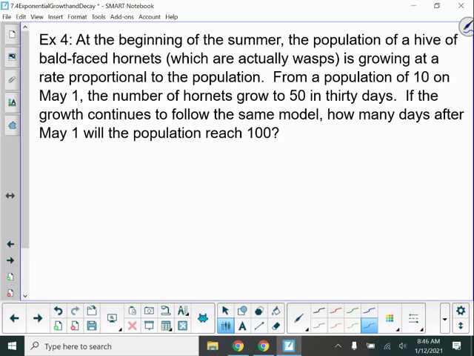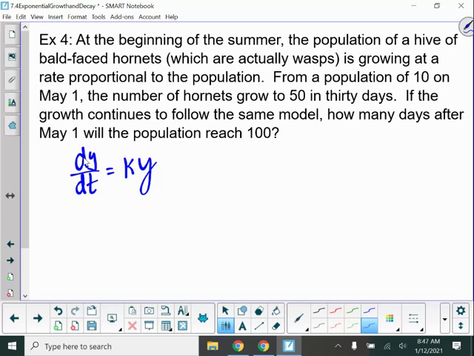At the beginning of the summer, the population of a hive of bald-faced hornets is growing at a rate proportional to the population. That means that since it's growing at some rate that's proportional to the population, your dy/dt is equal to some k times y. So our growth is exponential. From a population of 10 on May 1st, the number of hornets grows to 50 in 30 days. If the growth continues to follow the same model, how many days after May 1st will the population reach 100?